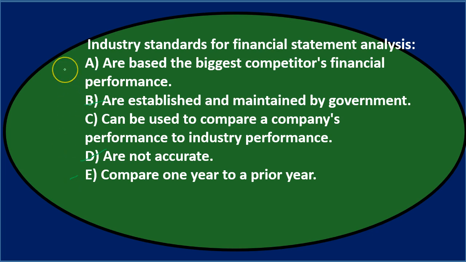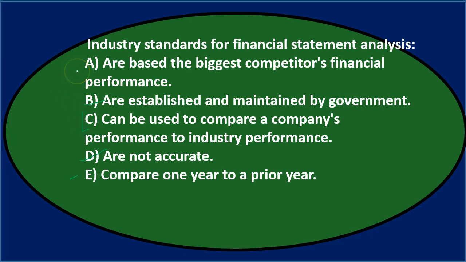Let's go through it one more time. Industry standards for financial statement analysis either A, are based on biggest competitor's financial performance, or C, can be used to compare a company's performance to industry performance, or E, compare 1 year to a prior year. Now, of those three, it seems that C seems most reasonable here.